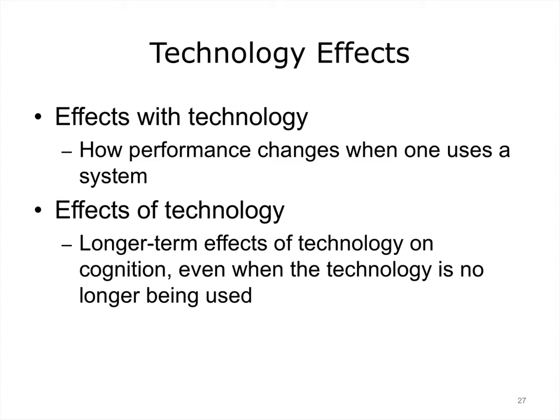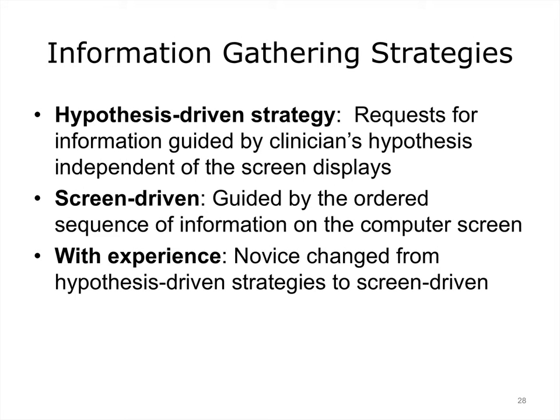Technology affects how work is done and how users think, in both the short and long term. Patel et al. studied the effects of using a system on users' long-term work. They found that there were two main approaches to getting information from the EHR: a hypothesis-driven strategy in which the clinician looks for information based on their ideas of what the patient's problem is, and a screen-driven strategy in which they follow the screen organization. They also found that with experience, novices changed from a hypothesis-driven to a screen-driven strategy.